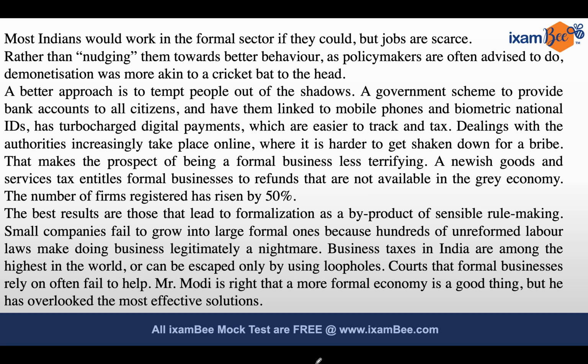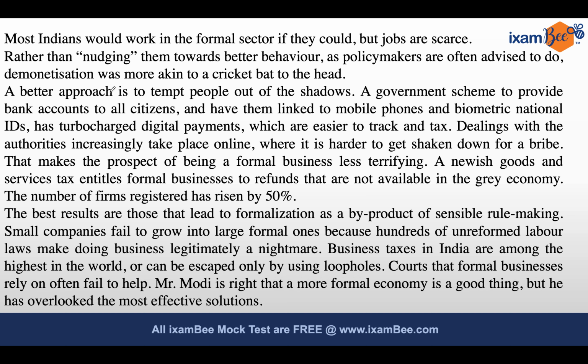Now, take a minute and go through the second part of the passage. Okay, did we do that? Now if you look at the first part, you will see: rather than nudging them towards better behavior, as policymakers are often advised to do, demonetization was more akin to a cricket bat to a head.